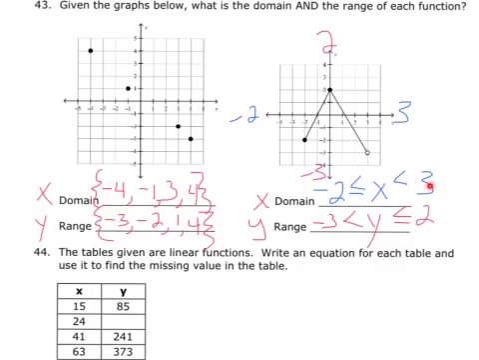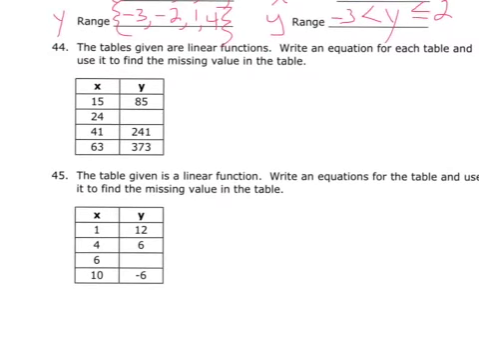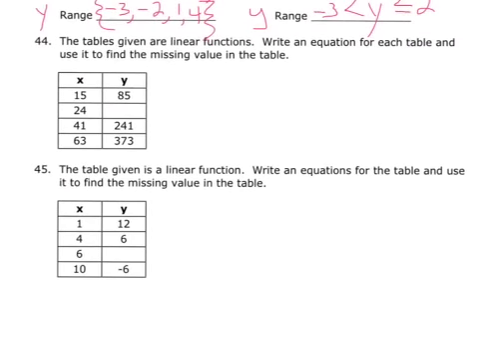Okay. 44. The tables given are linear functions. Write an equation for each table and use it to find the missing values in the table. Okay, so you could do this a couple different ways. You could use the slope formula, which is y2 minus y1 over x2 minus x1, and you would just use 2 points in the table to find that.